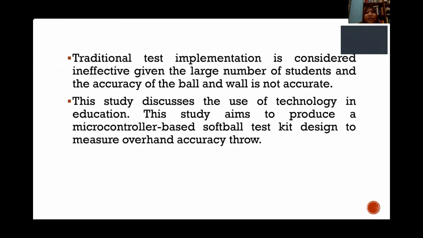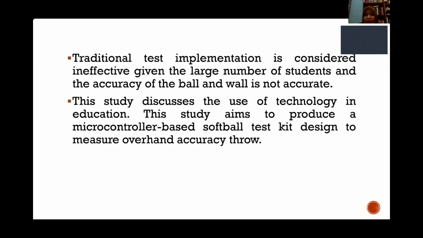Traditional test implementation is considered ineffective given the large number of students, and the accuracy of the ball and wall is not accurate. That's one of the problems. This study discussed the use of technology in education, especially physical education and sport. This study aims to produce a microcontroller-based softball test kit design to measure overhand accuracy throw.